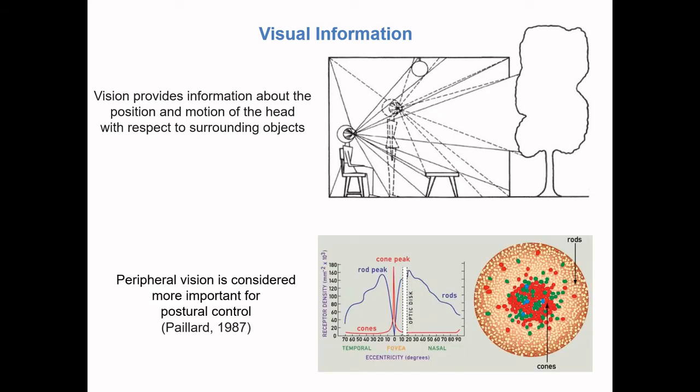An important distinction in the organization of the visual system is between peripheral and foveal vision. Peripheral vision is specialized for detecting patterns of optical motion. Consequently, peripheral vision is considered more important for the regulation of body posture.